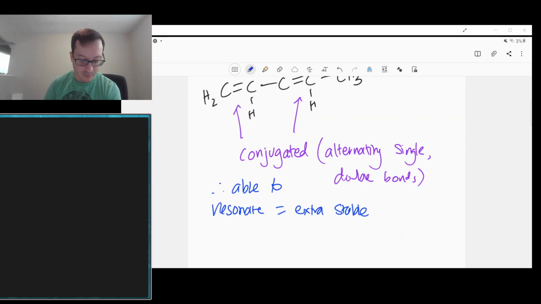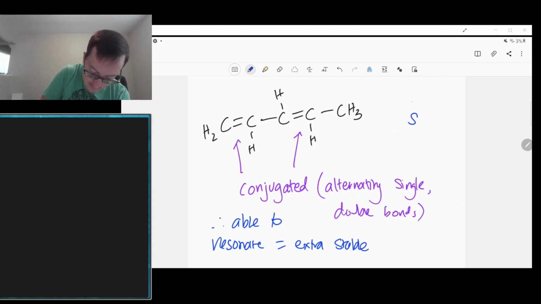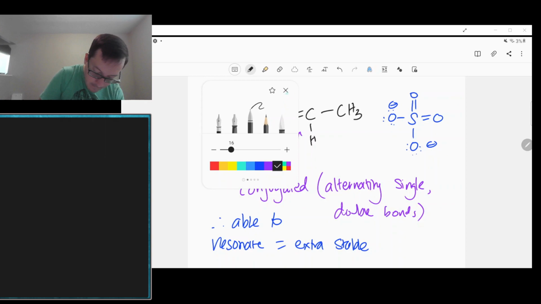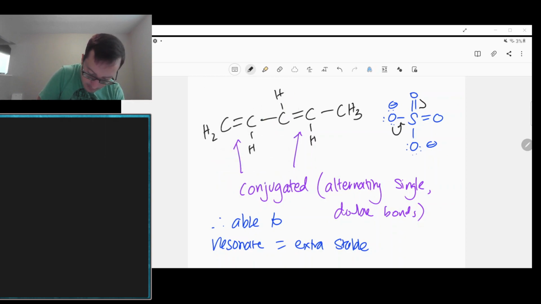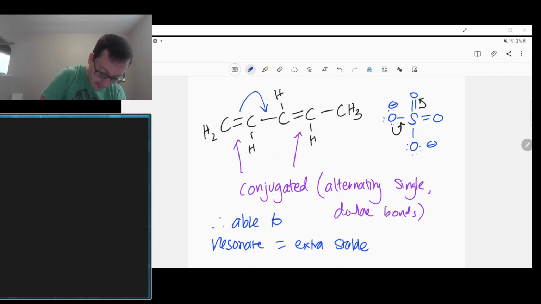So anytime you have resonance, resonance can be something as simple as having formal charges and double bonds on the same atom, like sulfate. We can resonate this. So we can go ahead and move electrons around in sulfate. We could do the same thing in this molecule. It would not be a very good thing, but we can go ahead and resonate this one as well. So there's different ways to arrange this structure.